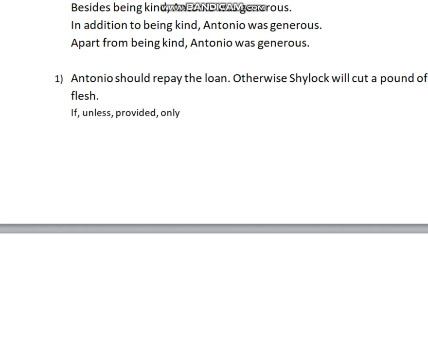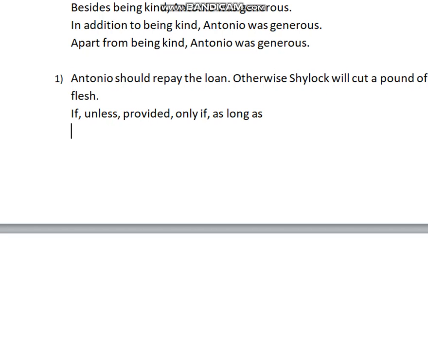Let us understand what conditional conjunctions are, what conditional sentences are. When you say that something will happen provided something else happens, a particular thing will happen if something else happens. There's a condition attached. So here the sentence says, Antonio should repay the loan, otherwise Shylock will cut a pound of flesh. If Antonio does not repay the loan, what will happen? Shylock will cut a pound of flesh.